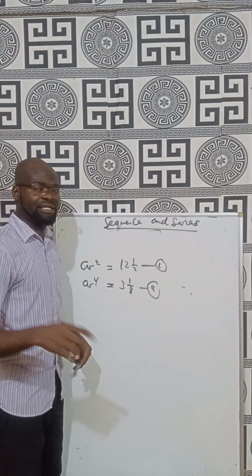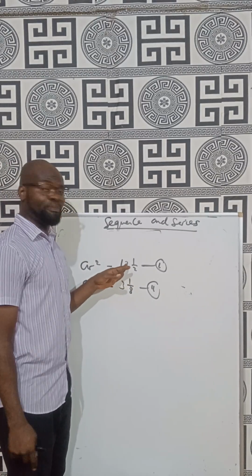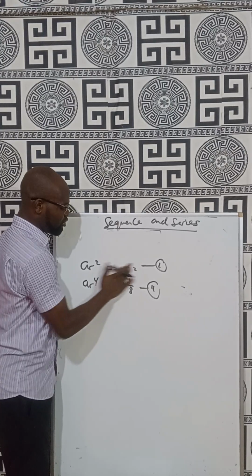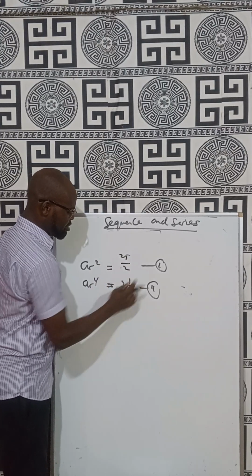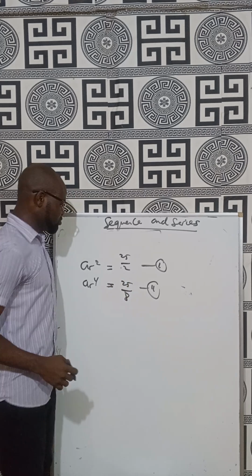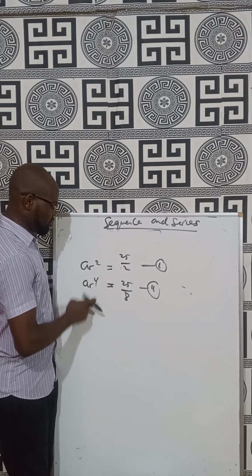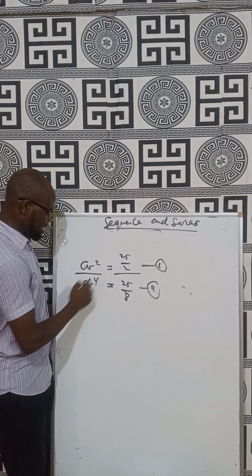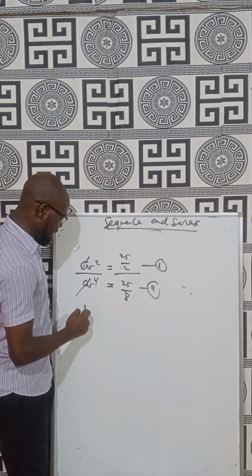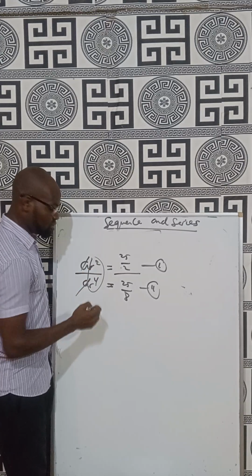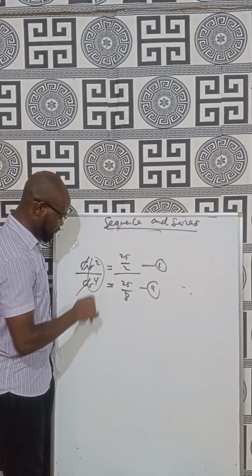So let's first convert this one to an improper fraction. 2 times 12 is 24 plus 1, that's 25 over 2. Then here we have 25 over 8. Let me say equation 1 divided by 2. A cancels A, so we have R. From the law of indices, don't cancel R. You have to choose one R from the law of indices.